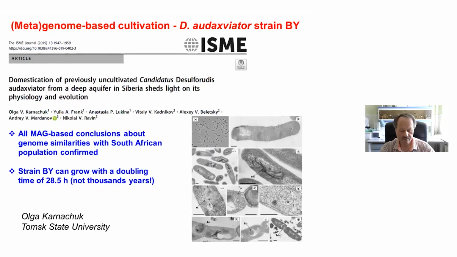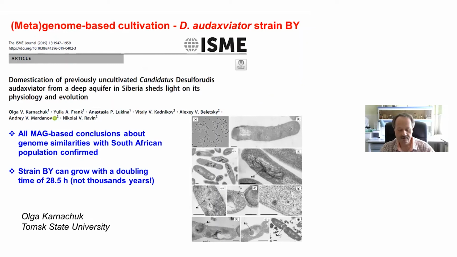Another confirmation of genetic similarity of Siberian and South African isolates was obtained upon cultivation of the Sulfurudis from the Siberian site and sequencing its genome. Our collaborator from Tomsk State University, Dr. Olga Karnachuk, obtained a pure isolate.